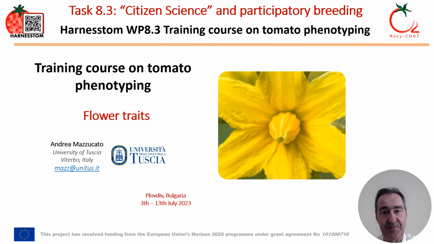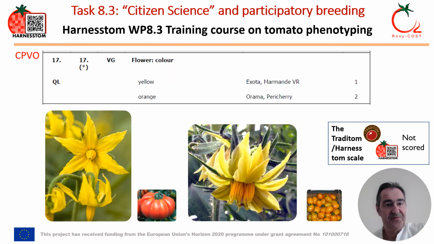The first flower trait mentioned by the CPVO protocol is flower color. This refers to the color of the corolla and the staminal cone that are normally bright yellow. The protocol includes an alternative of the orange color.